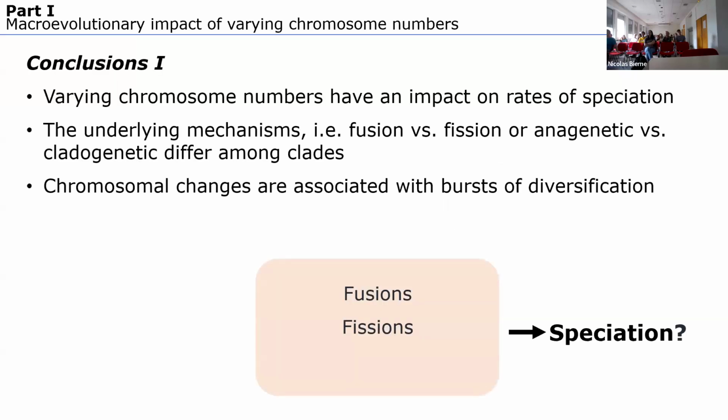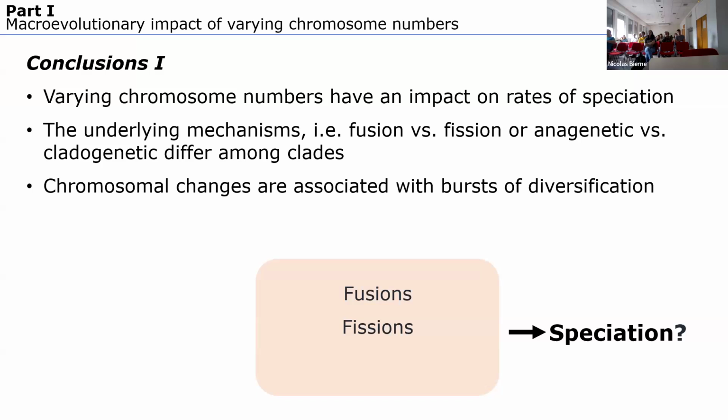To conclude on this, so we see that varying chromosome numbers actually have an impact on rates of speciation. The underlying mechanism, so that's fusion versus fission, anagenesis versus cladogenesis, seems to differ though among the different groups that we study. And chromosomal changes seem to be associated with bursts of diversification. We have this kind of link between fusions and fissions to speciation.